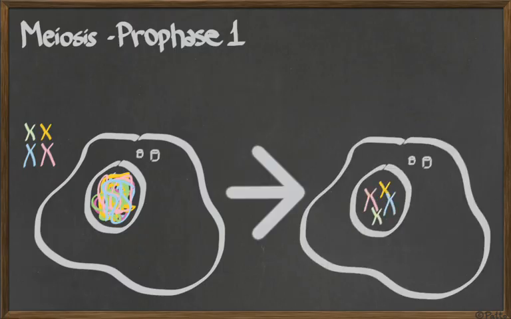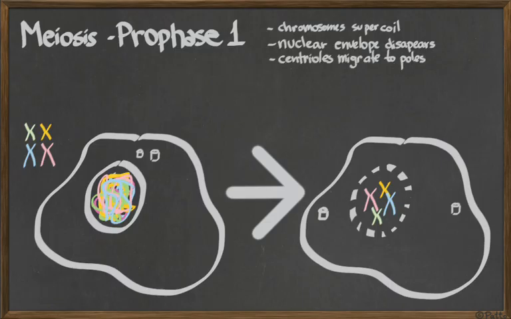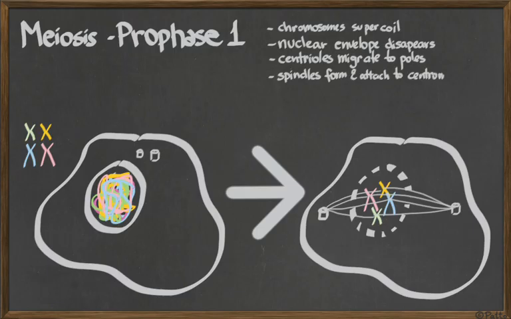Exactly what happens during mitosis. Chromosomes supercoil, exactly the same. Nuclear envelope disappears, exactly the same. The centrioles, when there are centrioles, they migrate to the poles, exactly the same. And the spindles are formed connecting to centromeres. So this here is exactly the same. There is a tiny little difference that you're not seeing here, that has a consequence in the next one, but you cannot see it in here. So spindles have been attached to centromeres. That's it. So prophase 1, exactly the same.